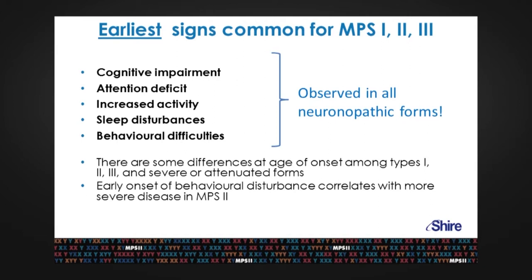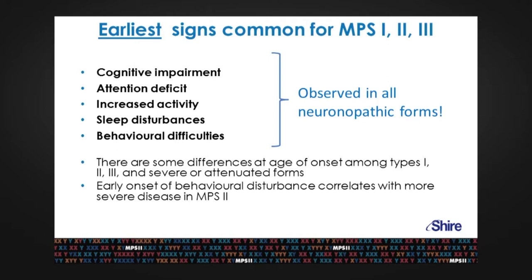To be honest, not only in MPSs, but these are cognitive impairment, attention deficit, increased activity, sleep disturbances, and behavioral difficulties. Of course, there are some differences in age of onset among type 1, 2, and 3, between the severe and attenuated forms. I would like to focus more on behavioral disturbance. How is it in MPS 2?